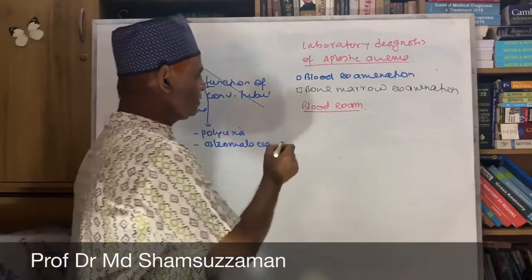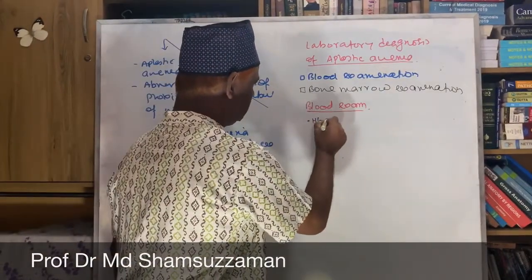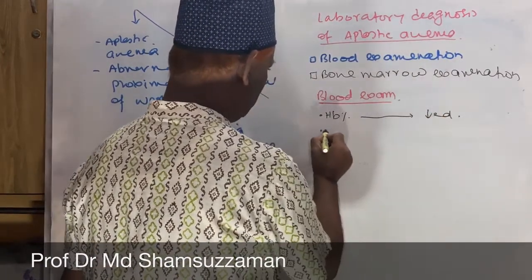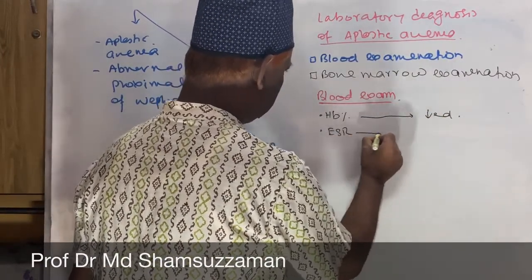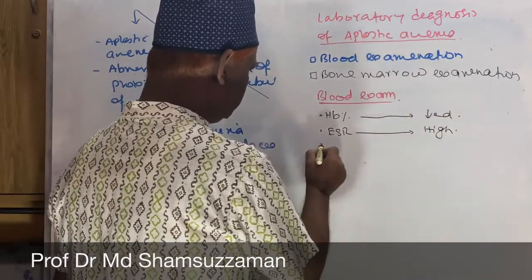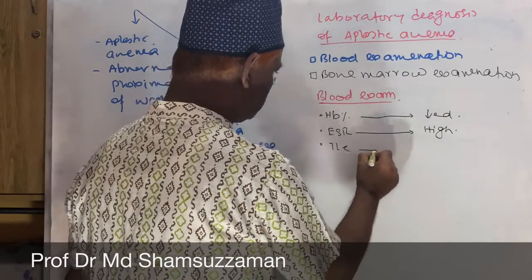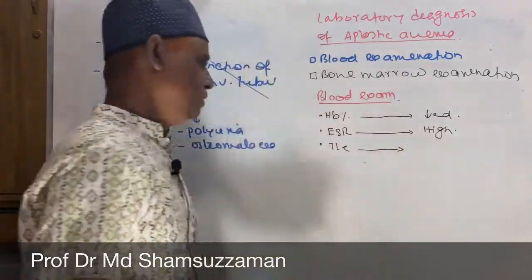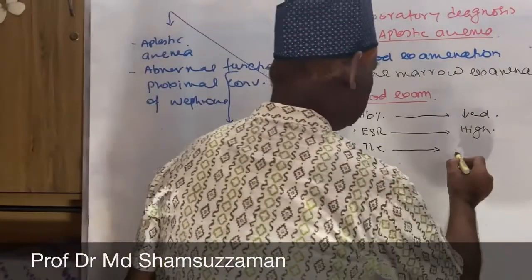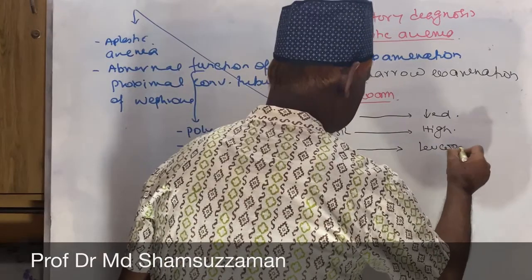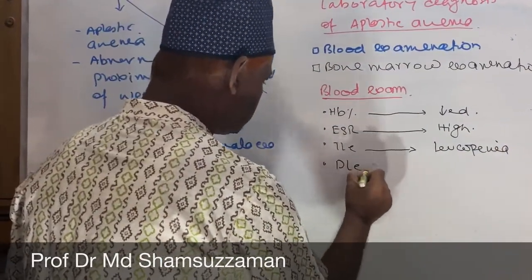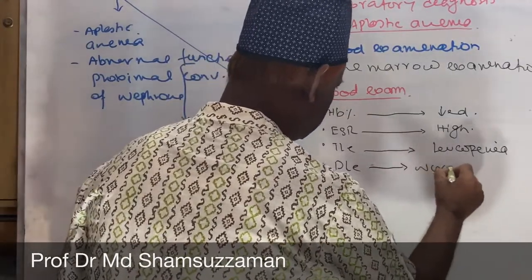We have to do first hemoglobin estimation. As it is anemia, it will be decreased. We have to do ESR. It will be very high. Then we have to do TLC, total leukocyte count. As it is aplasia or hypoplasia, total leukocyte count is decreased. That is leukopenia. Then we have to do DLC. It is a normal distribution.